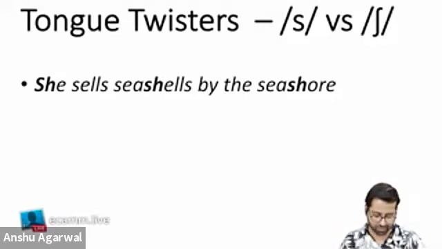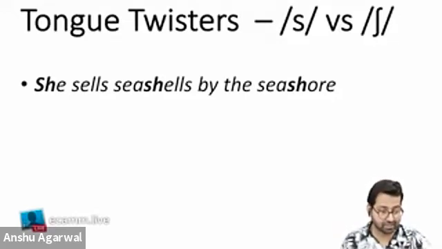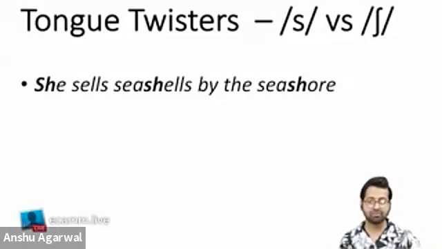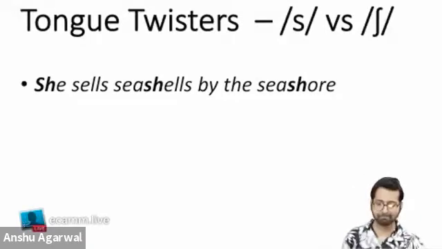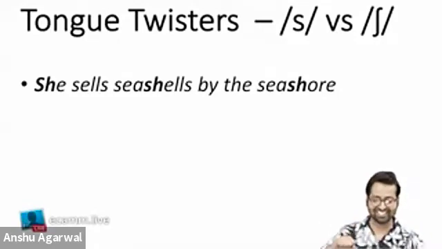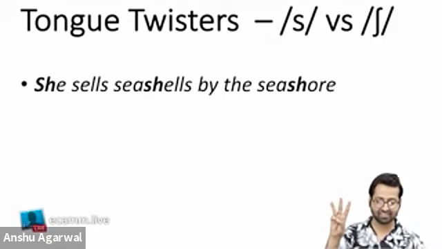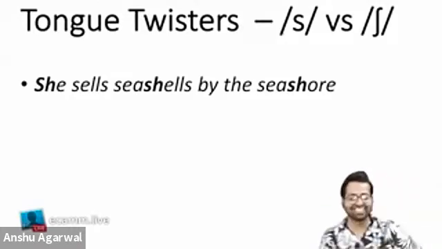So let's practice this. I want one person to say this 5 times really quickly. Let me choose Malika. Malika, you're unmuted. Go ahead and say it 5 times. She sells seashells by the seashore. She sells seashells by the seashore. Correct. Brilliant. You did it. Perfect.